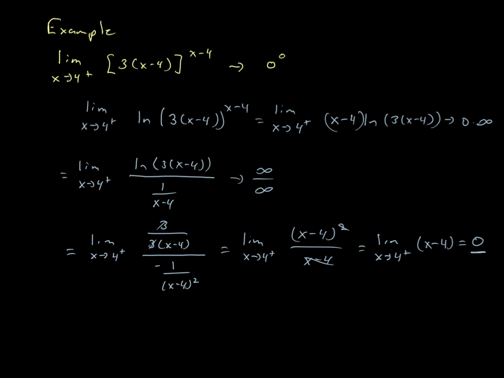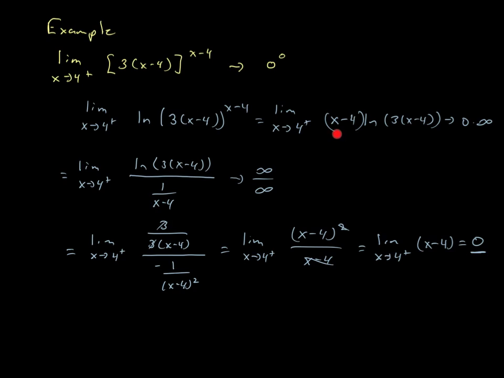The first example I have, we're going to take the limit as x approaches 4 from the right of 3 times x minus 4 to the x minus 4 power. So you can see this is in the 0 to the 0 form. What we do is we take the natural log. So I have the limit as x approaches 4 from the right of the natural log of 3 times x minus 4 to the x minus 4 power. The x minus 4 gets moved down out in front of the natural log. So I have the limit as x approaches 4 from the right of x minus 4 times the natural log of 3 times x minus 4.